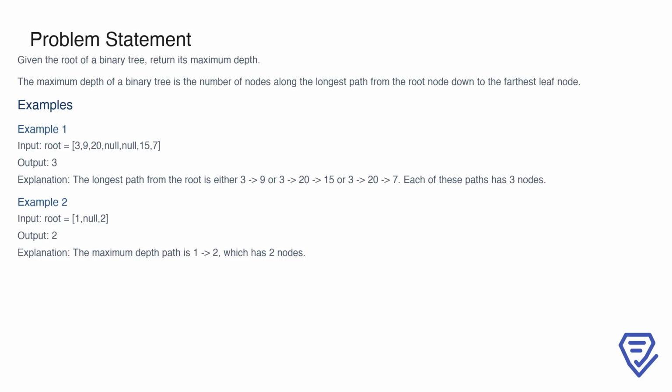In example 2, the input is 1, null, 2, meaning the root is 1, and there is no left child but a right child 2. The longest path is from 1 to 2, giving us a maximum depth of 2. These examples help you visualize how maximum depth is determined.